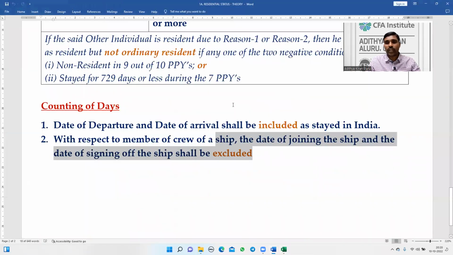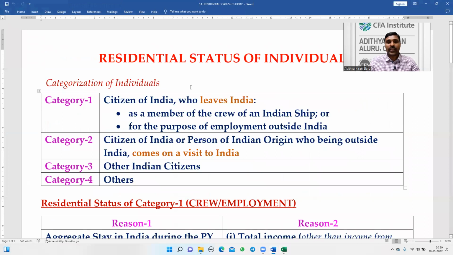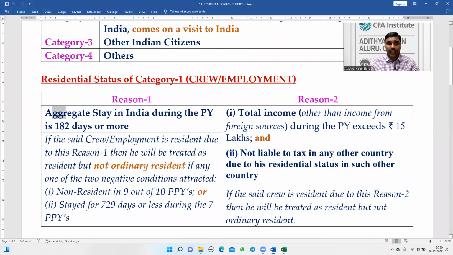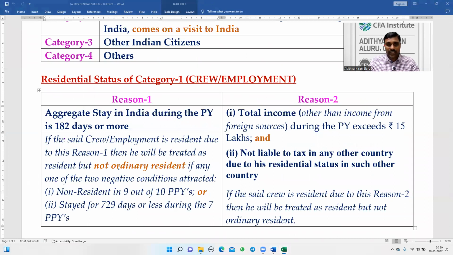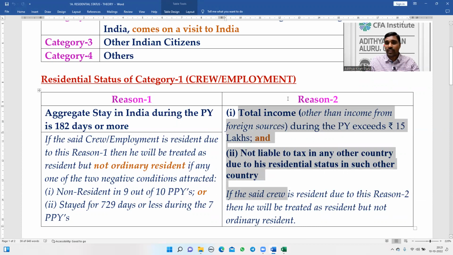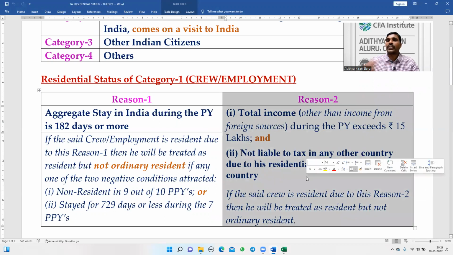Since he belongs to category 1 individuals, either he should stay in India 182 days or more. This condition is not satisfied. He has stayed only 177 days, not 182 days. Therefore, this condition fails. And we are unable to check the other condition due to lack of information on how much income he is earning. Due to lack of information, we are unable to check this reason. Therefore, for this problem, we'll ignore it.